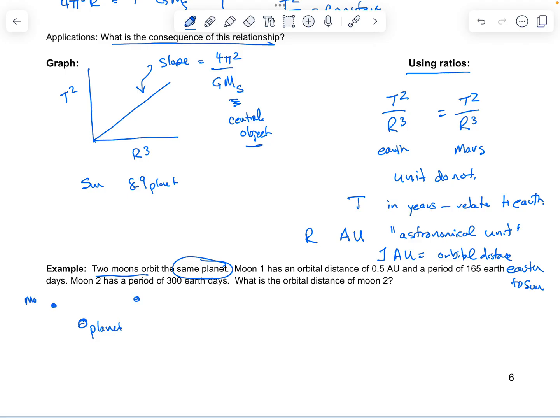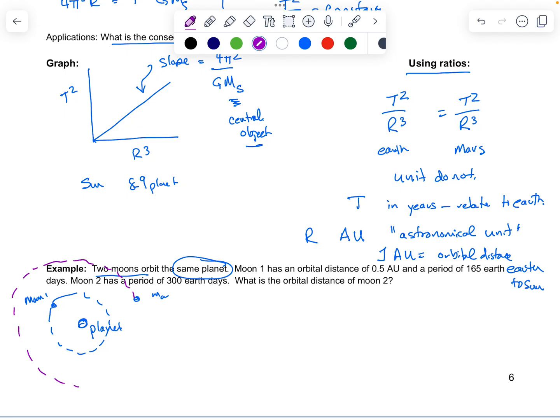So this would be like moon 1 and moon 2. This one has an orbit that looks like that. And let's say that this one has a different color orbit. This one's got an orbit that looks like that. So both of those moons are orbiting around the same planet. Hopefully that makes sense. What is the orbital distance of moon 2? So we can do the period squared of moon 1 and the orbital distance of moon 1 cubed and set up a ratio with moon 2.